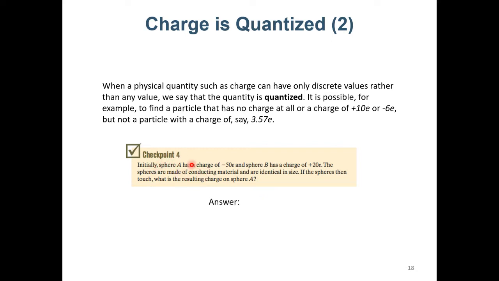Now we have sphere A with a charge of minus 50e, and sphere B with a charge of plus 20e. The spheres are made of conductor material and are identical in size. If the spheres touch, what is the resulting charge on sphere A? Anyone can tell me?